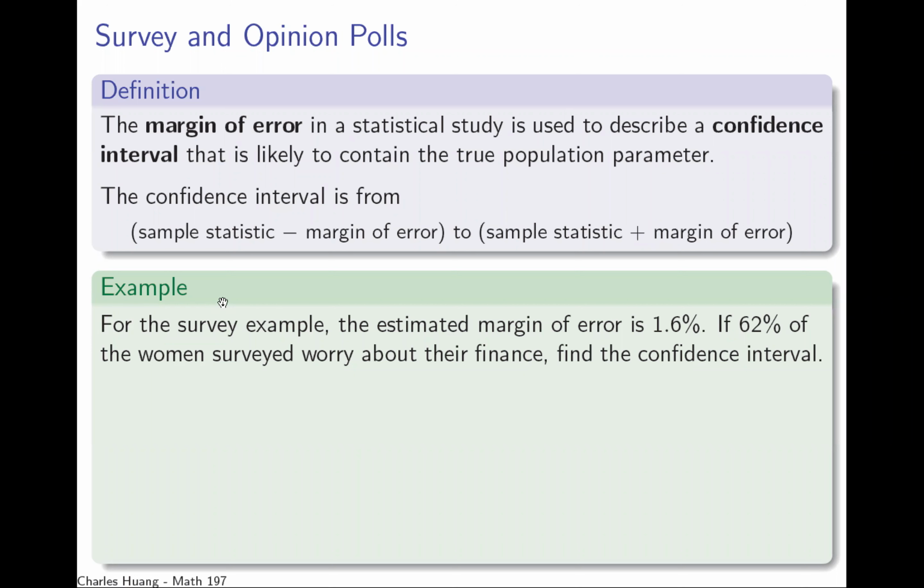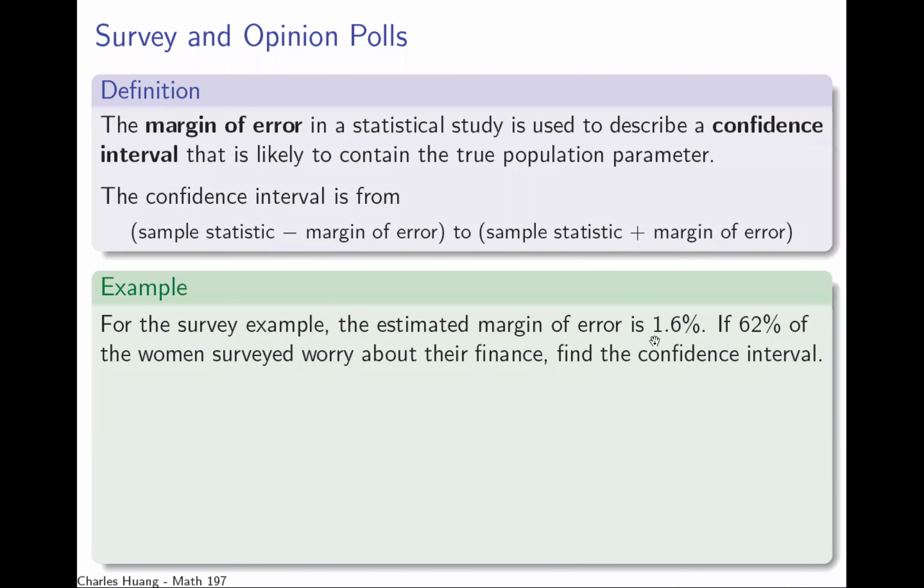Finally, when we have our sample statistics and we want to apply the values that we got to the population parameter, we need to consider the error. For example, let's say 62% of the women surveyed worry about their finance. Well, in the real population, in all Canadian women, it's not going to be exactly 62%. But we can do an estimate. The margin of error is how good our estimation is.